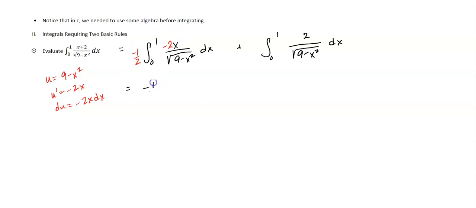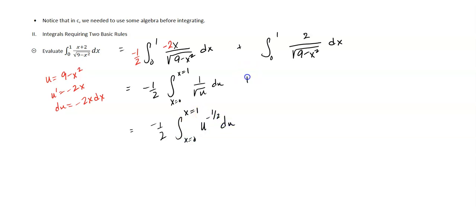So that'll allow me to write this as negative 1/2 times the integral from x equals 0 to x equals 1 of 1 over the square root of u du, or the integral from x equals 0 to x equals 1 of u to the negative 1/2 du. So we'll deal with that one in a second.